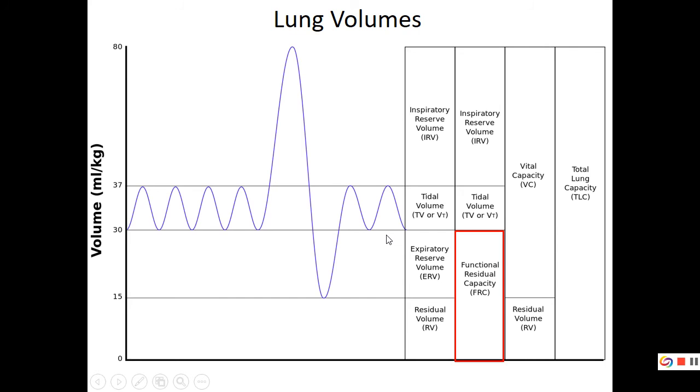So functional residual capacity is basically all the lung volume that's left after tidal volume. So it's your expiratory reserve volume plus your residual volume. So that's what CPAP or PEEP or descending pressure, I use those terms sort of synonymously, even though they're slightly different. Those are aimed at increasing your functional residual capacity, which is, again, this box in red.